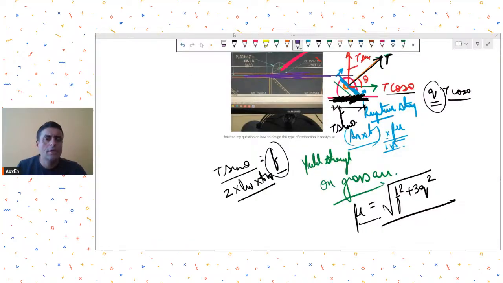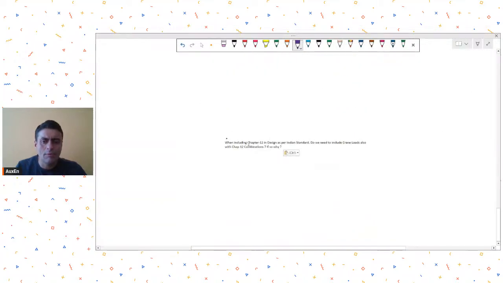All right. So this was Engineer Nihal with his question. Then we have Engineer Praveen Raj. He is also a working professional. He is asking, when including chapter 12 in design as per Indian standard, do we need to include crane loads also in chapter 12 load combinations?